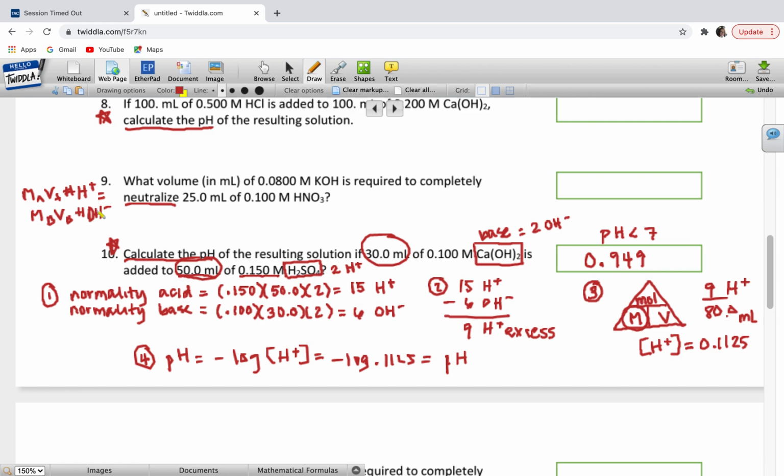The other ones that say, I've got this much acid and I've got this much base, if I put them together, what's my pH? That's where you're going to have to go through that longer process of figuring out how much acid and base you really have, figuring out which one's left over, which one's in excess, and then basing your calculation off that. Okay.